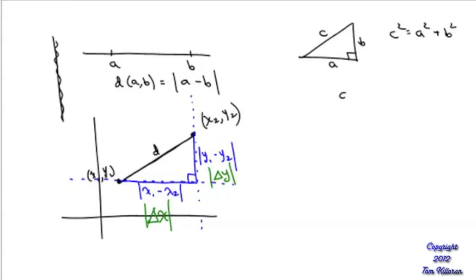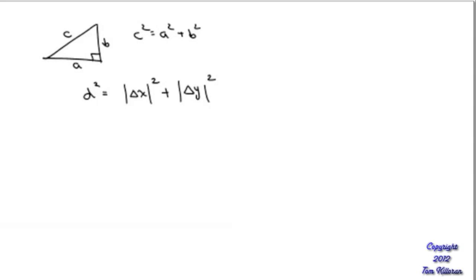So I'm going to replace that with D squared is equal to, what's A in this case? The absolute value of the change in x, all squared. Plus, and then B gets replaced with the absolute value of the change in y squared. I like the change in x and change in y because it reduces how much I have to write, but it still tells me what I need to know. That I subtract the x's and subtract the y's.